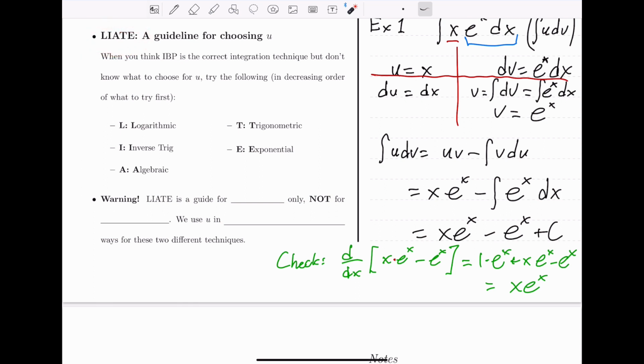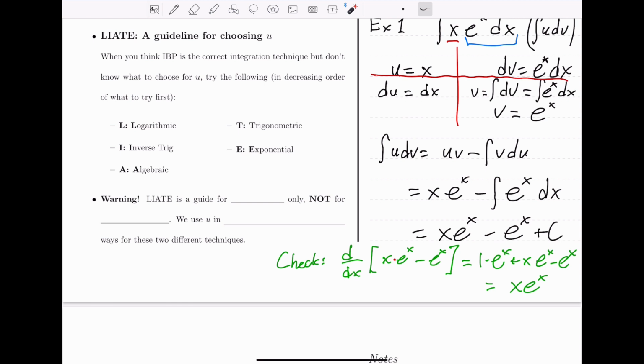So if we think integration by parts is the correct integration technique, but we don't know what to choose for u, we should look for the following functions. First, we should determine if there's a logarithmic function. Next, we look for an inverse trig function, then an algebraic function, finally trigonometric, and then our last choice is exponential. L-I-A-T-E.